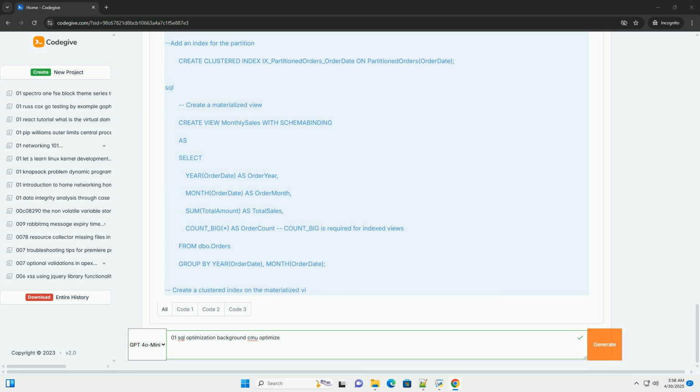Learning-based optimization: some recent research explores using machine learning to learn the characteristics of the workload and automatically tune the optimizer.